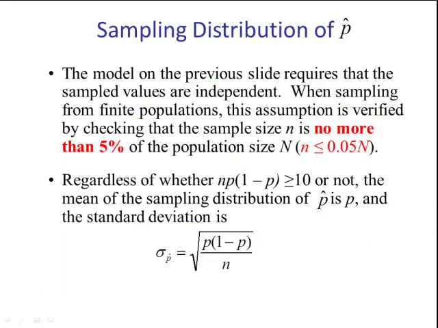The model on the previous slide requires that the sampling values are independent. When sampling from finite populations, this assumption is verified by checking that the sample size, n, is no more than 5% of the population size. Regardless of whether n times p times 1 minus p is greater than or equal to 10 or not, the mean of the sampling distribution of p hat is p, and the standard deviation is the square root of p times 1 minus p divided by n.